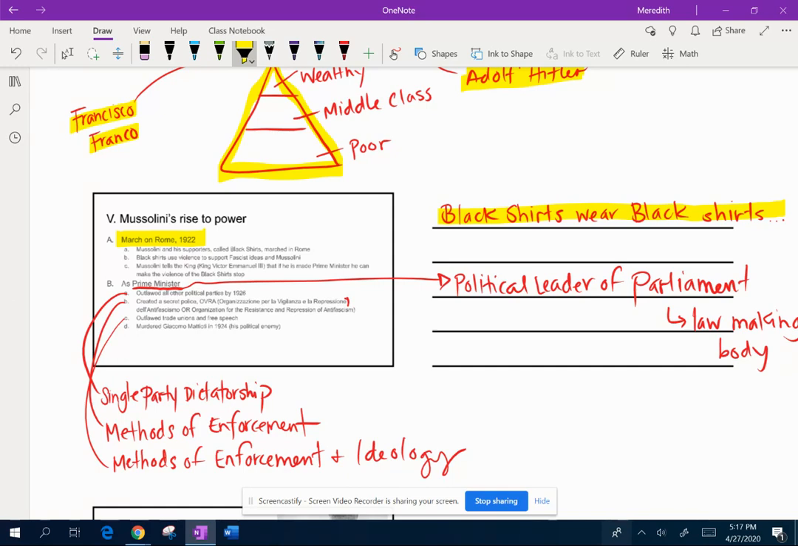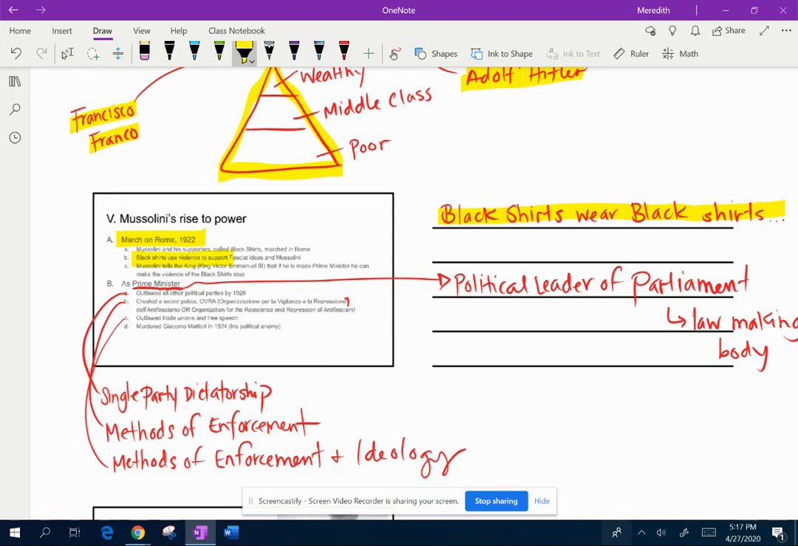Anyway, so Mussolini gets all of his thousands and thousands of black shirt supporters together, and he's like, hey, let's go cause some trouble in Rome, which is the capital city in Italy. And so while they're marching, he encourages his black shirts to be violent and to hurt people and to burn down buildings. And so the black shirts use violence to get what they want.